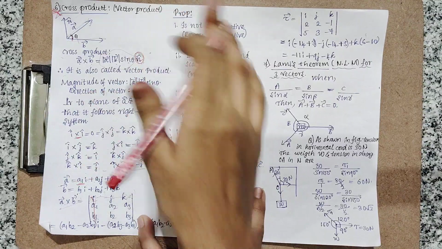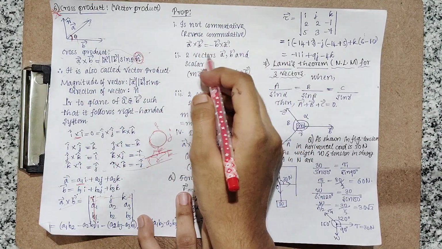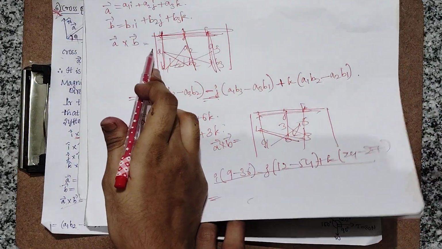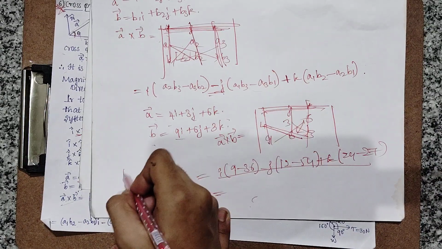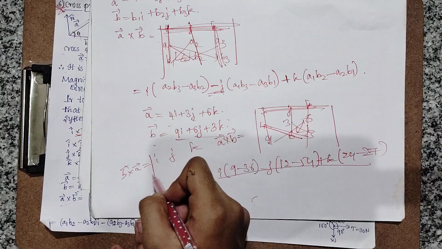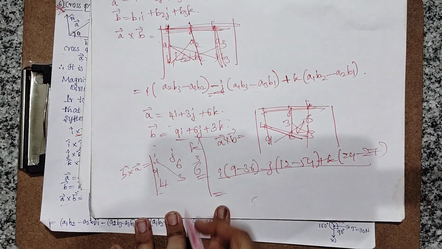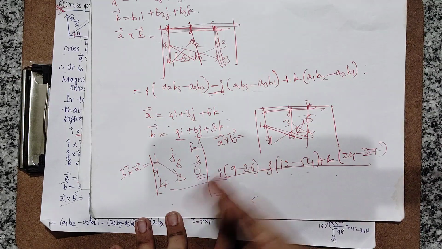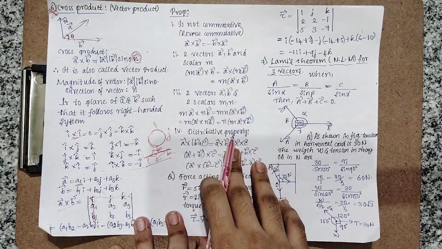And now coming to the properties, it is not commutative, it is reverse commutative. See, here we have made A bar cross B bar. You try B bar cross A bar. While you make B bar cross A bar, you have to place I, J, K, first this 9 6 3 comes at the top and this 4 3 6 goes down. Now you do the same thing, you will get the answer with a negative sign. So it is not commutative, it is reverse commutative.